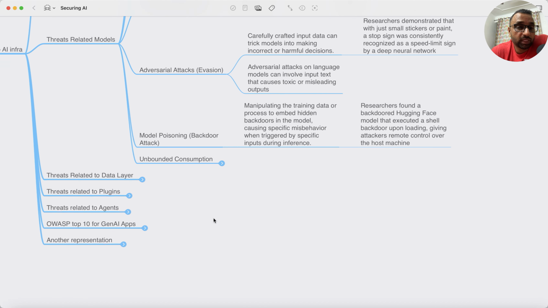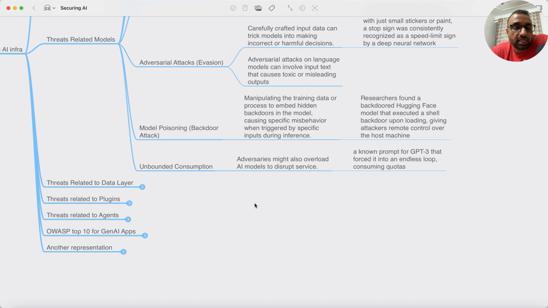The last threat related to models is unbounded consumption. This includes adversaries' ways of overloading AI models to disrupt the service, and it has been seen on GPT-3, where a known prompt was forced into an endless loop, consuming the quotas of the users.